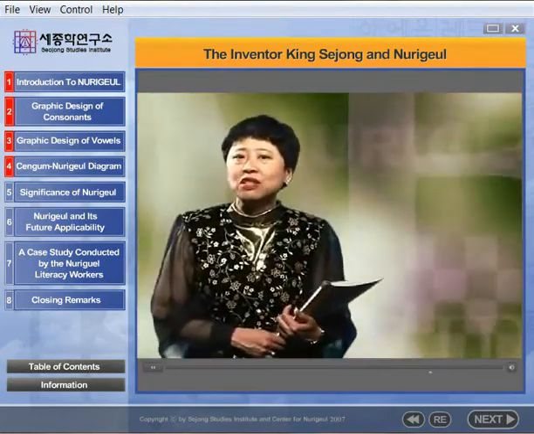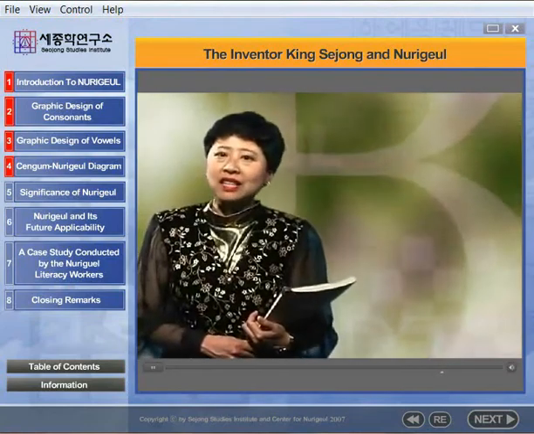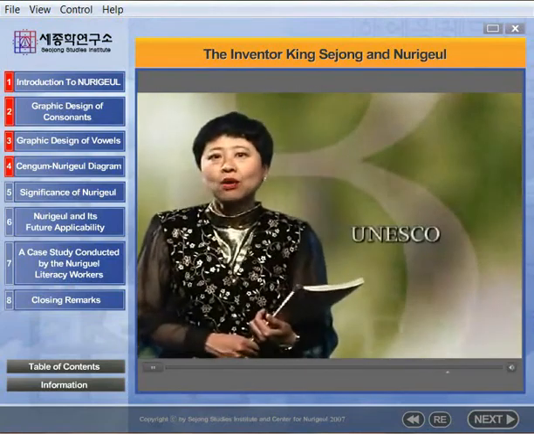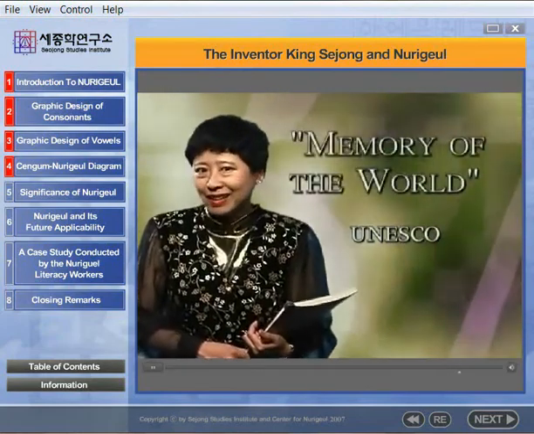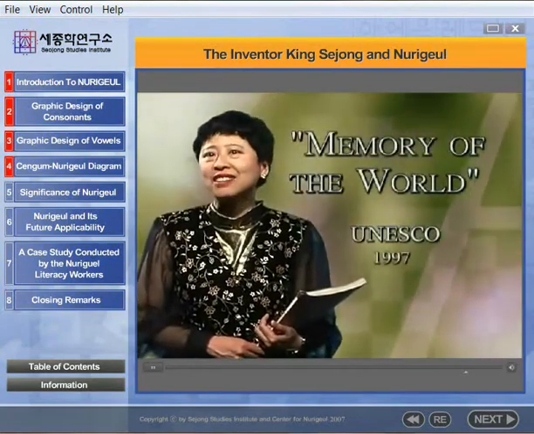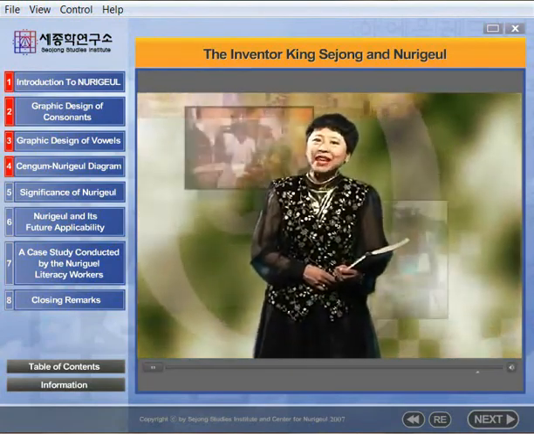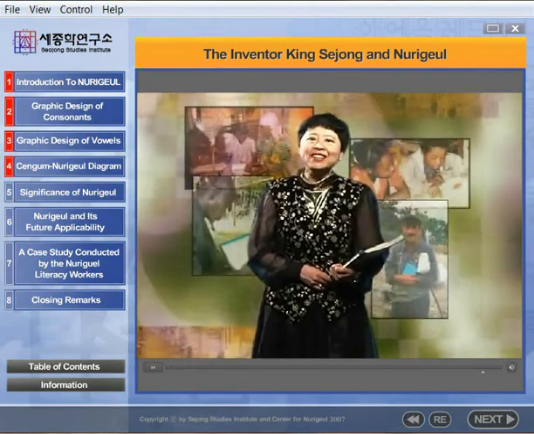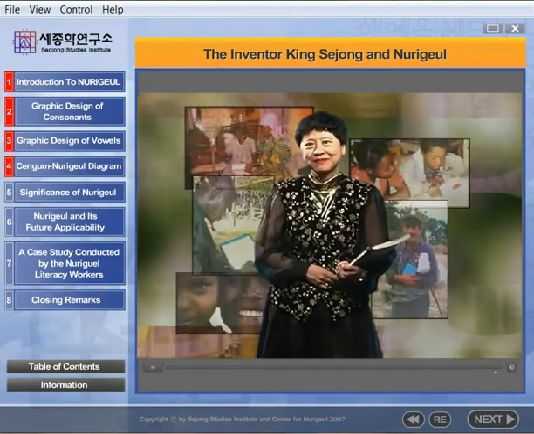Due to the potential of solving the illiteracy problem, Nurigle has attracted the attention of UNESCO, who recognized its significance and declared it the memory of the world in 1997. The scientific and cultural implications of Nurigle are beginning to receive international attention at last.